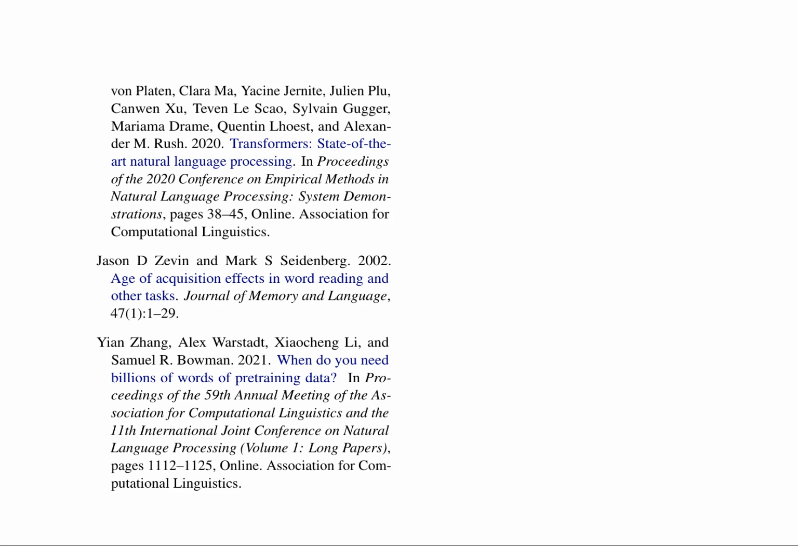Transformer-based models have revolutionized natural language processing, achieving state-of-the-art results in various tasks. The work by von Platen et al., 2020, demonstrates the effectiveness of transformers in this domain. Understanding the role of pre-training data in these models is crucial, as it significantly impacts their performance. Research by Zhang et al., 2021, investigates the relationship between the amount of pre-training data and language model performance, providing insights into when massive amounts of pre-training data are necessary. This is particularly relevant, as it highlights the importance of understanding the data requirements for optimal model performance.